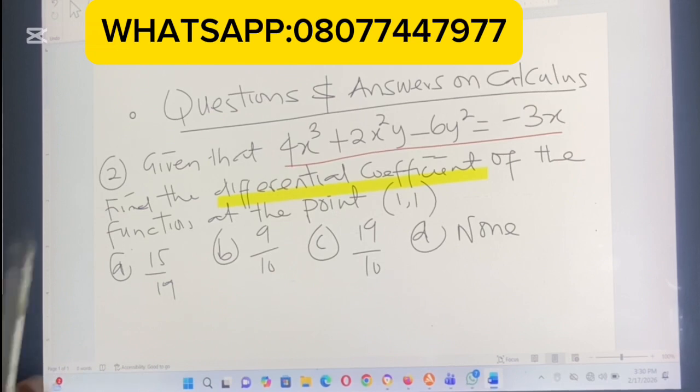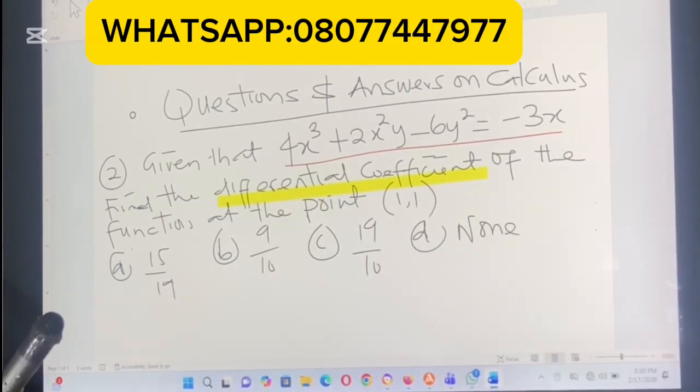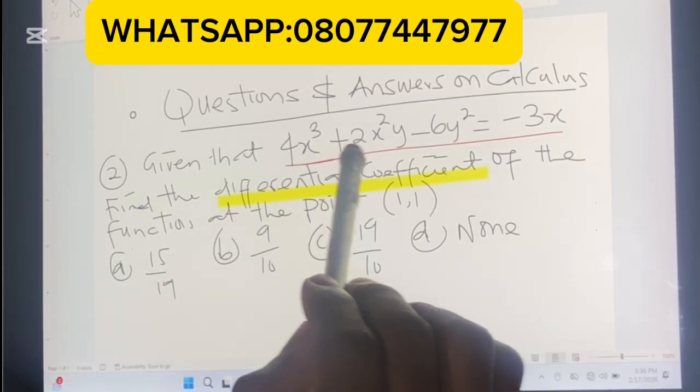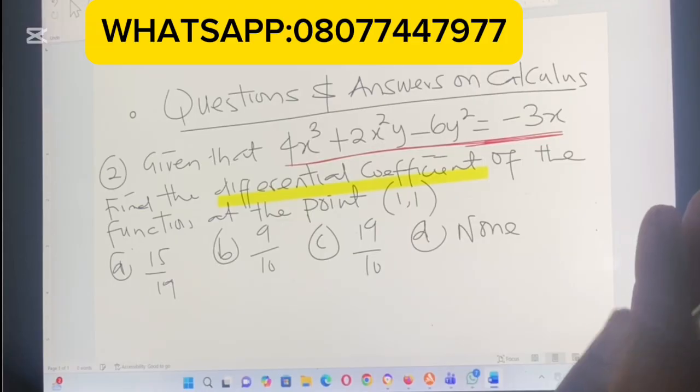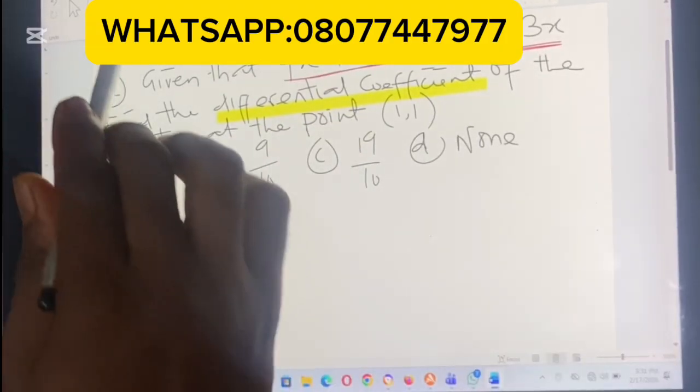Now this function consists of s and y. Whenever you see an equation that consists of s and y and you are asked to find dy dx, we use implicit differentiation. So it means that this particular function here is an implicit function. So how do we differentiate an implicit function? Class, before we solve this, first let's write solution.